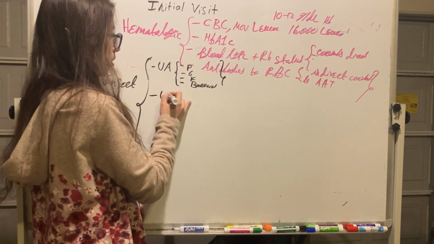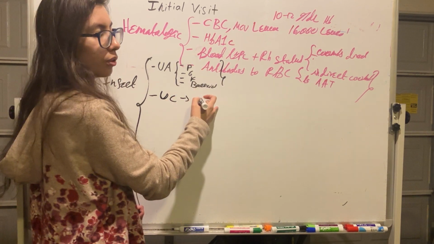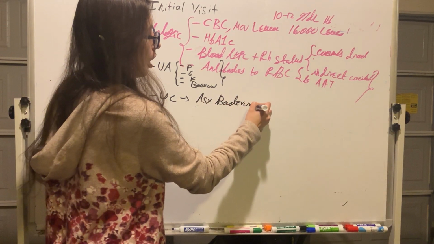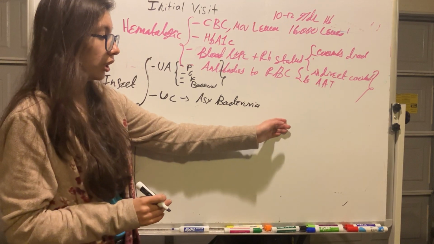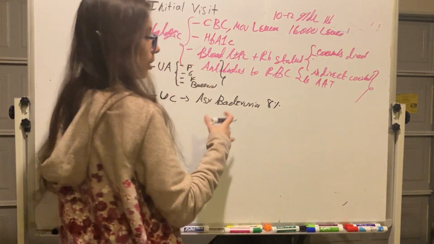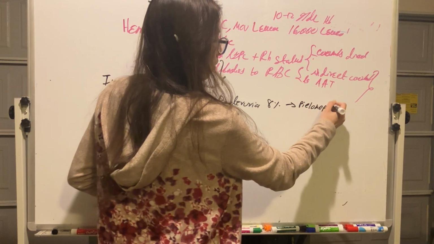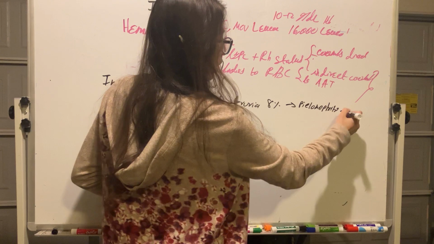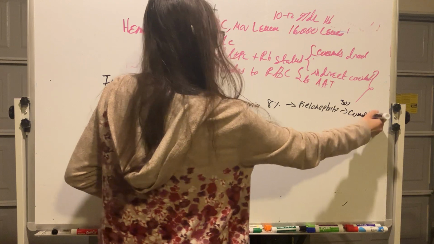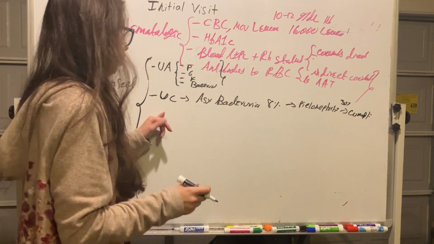Also, we do a urine culture because we can have a patient with asymptomatic bacteriuria, and this is important because even though it's asymptomatic, in 8% of the patients this can progress to pyelonephritis, and in 30% of these patients this gets complicated. So asymptomatic bacteriuria in pregnancy is important. So we take urinary cultures.